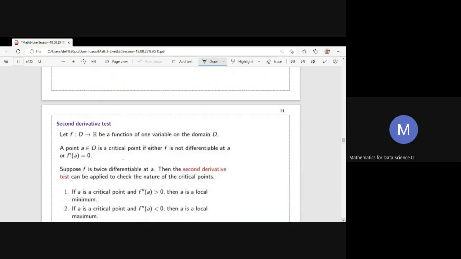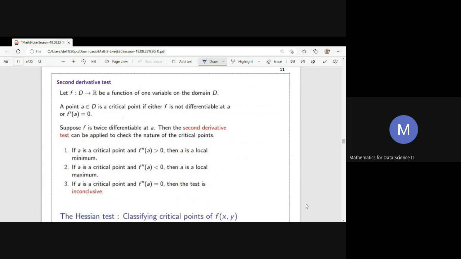Okay. So now what is the second derivative test? Let us quickly recall. Let f from D to R be a function of one variable on the domain D. A point A in D is a critical point if either f is not differentiable at A or f dash of A equals 0. Suppose f is twice differentiable at A, then the second derivative test can be applied to check the nature of the critical points. If the second derivative is positive at the specific point, then it is a local minimum. If it is negative, it is a local maximum. And if it is 0, the test is inconclusive.